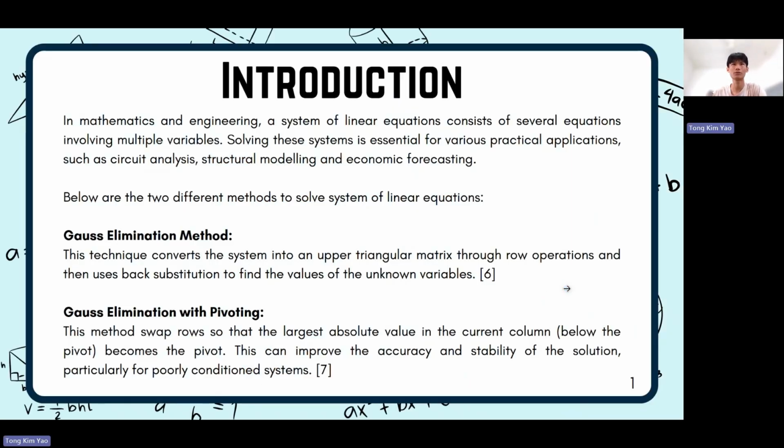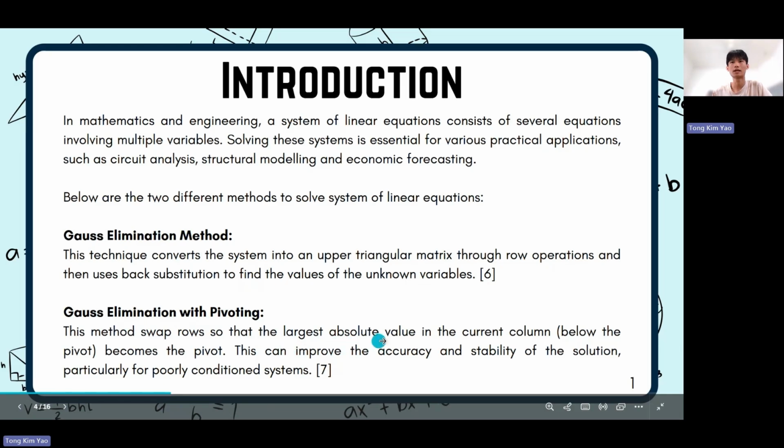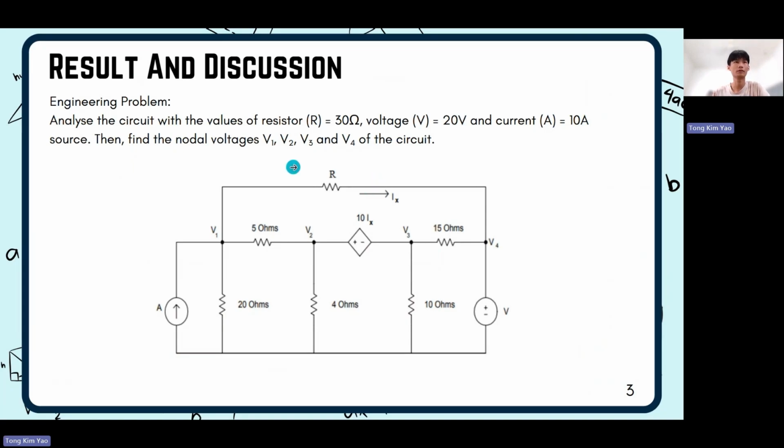Since we are from Group 2, we are going to present the title System of Linear Equation. There are two different methods to solve the system of linear equations, which are Gauss elimination method and Gauss elimination with pivoting. The Gauss elimination method converts the system into an upper triangular matrix through row operations and uses substitution to find the unknown value. The Gauss elimination with pivoting sets the rows so that the largest absolute value in the current column becomes the pivot.